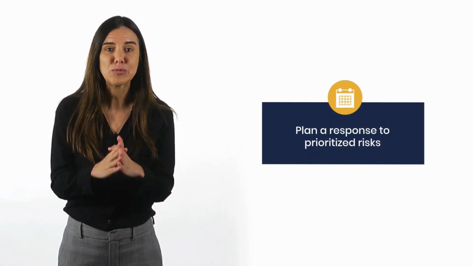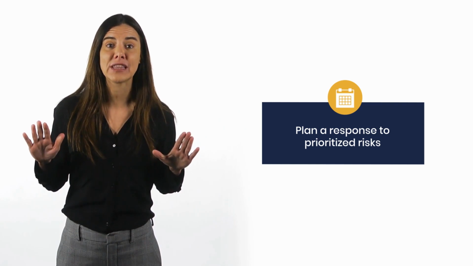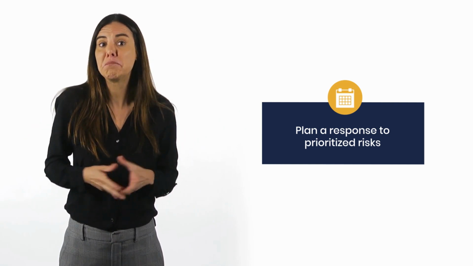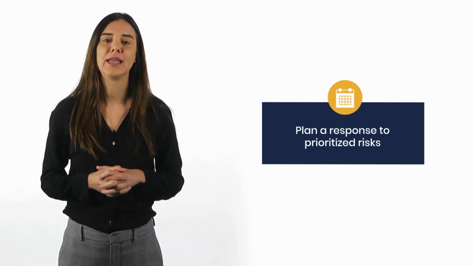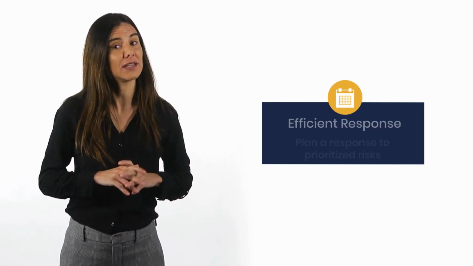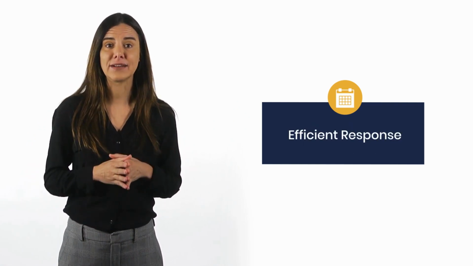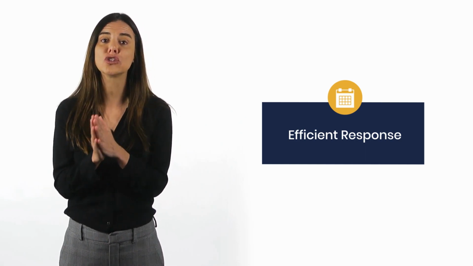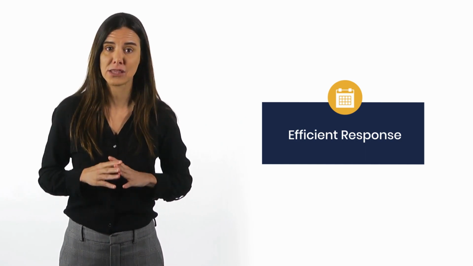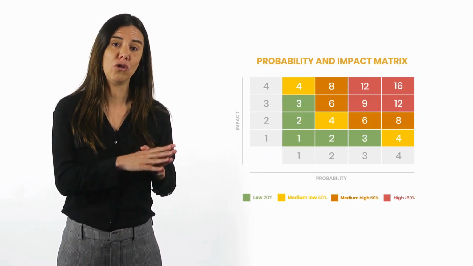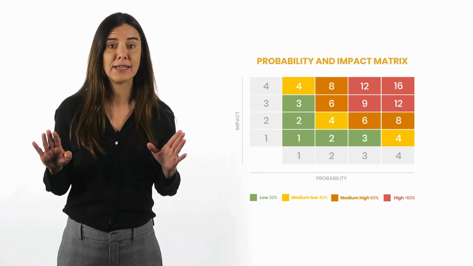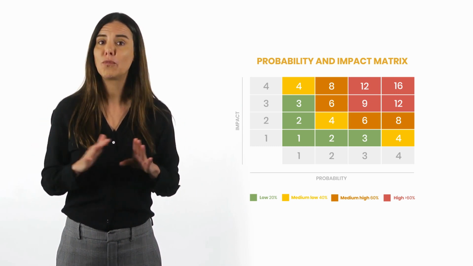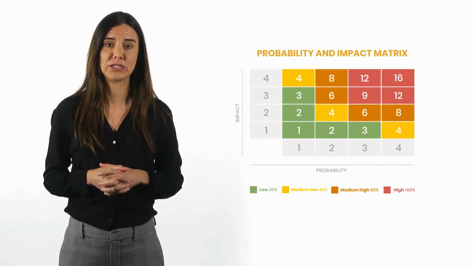We want to plan a response to prioritized risks. First question, why prioritized risks? Because risk management must be efficient. That is, the cost of managing risks must be less than the cost of their impact if they were to materialize. We assume that low level or medium low level risks won't exceed a cost benefit analysis, so they aren't prioritized in the response plan.